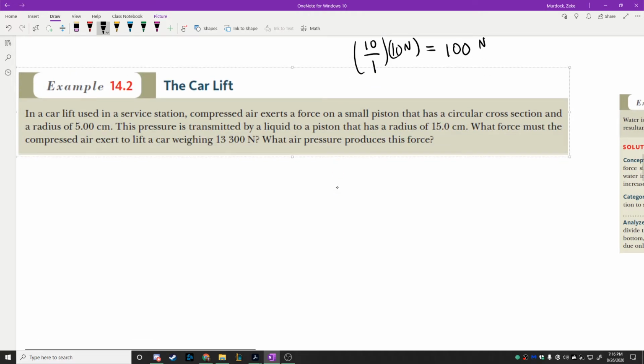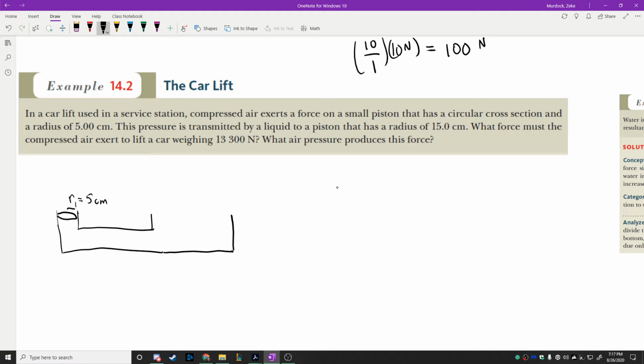So our system now is going to be, on one side we have a circular cross-section that has a radius, I'm going to call it R1, that's equal to 5 centimeters. It's the radius of this piston over here. And it's connected to some type of incompressible fluid, like this. And on the other side, you've got a much bigger system over here. And this one has a radius that we call R2. And we're going to say that one's equal to 15 centimeters.